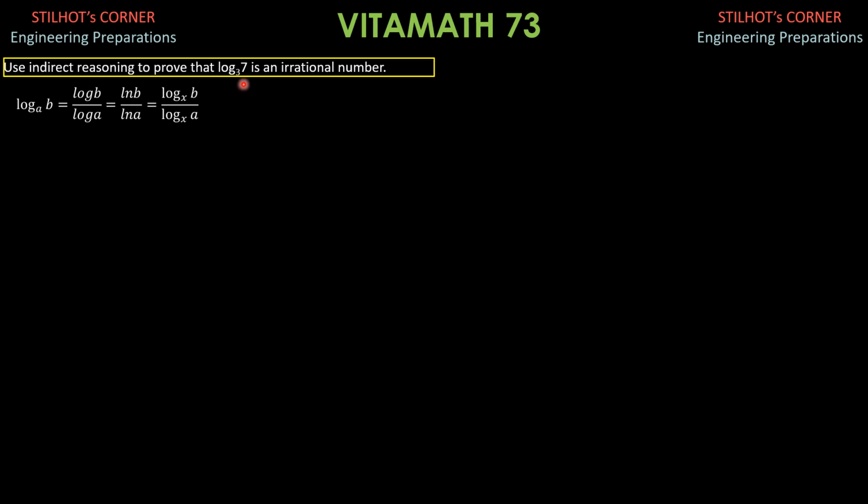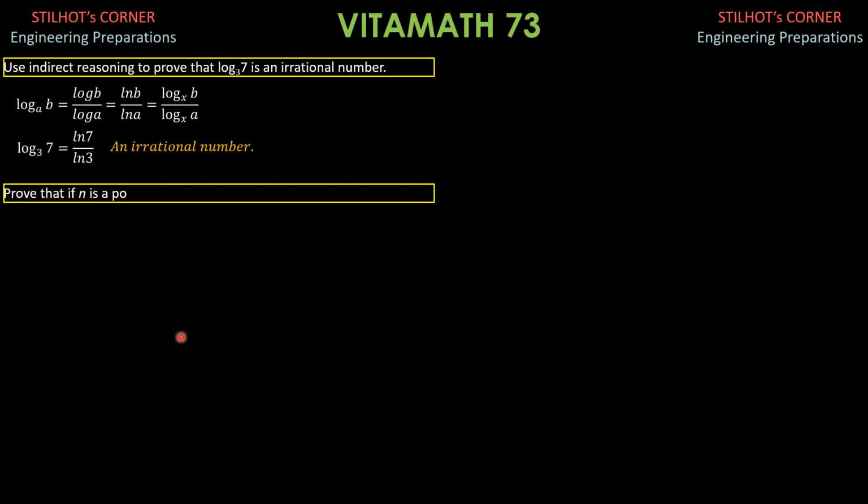So therefore, log of 7 to the base 3 can be written as ln of 7 over ln of 3. Since ln of 7 and ln of 3 are irrational numbers, that proves that log of 7 to the base 3 is an irrational number. So that's it for this problem.